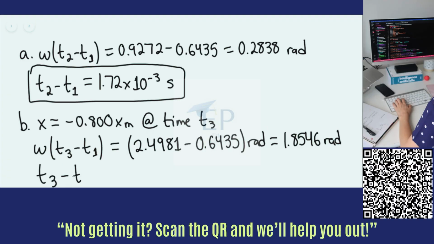Dividing again by 165.1 radians per second, we find that the change in time, t sub 3 minus t sub 1, is equal to 11.2 times 10 to the negative third seconds. This is our final answer for part B.